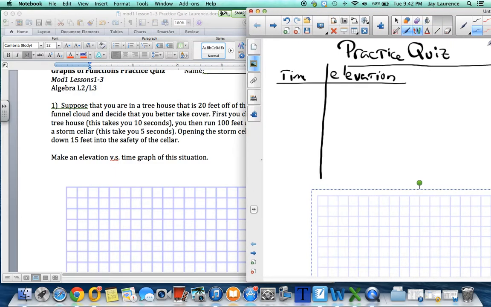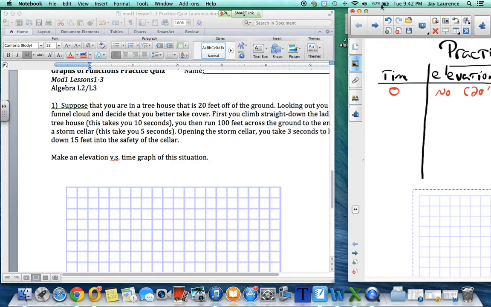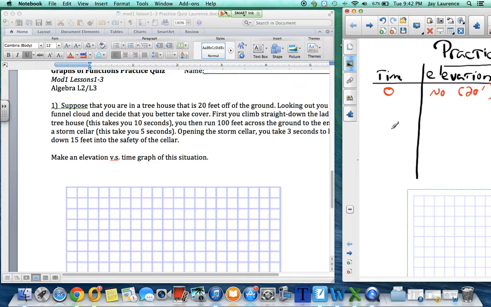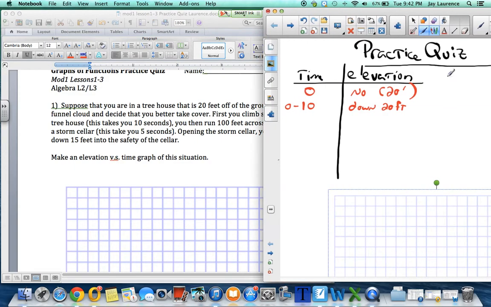At time zero, there's no change in my elevation, and I'm 20 feet off the ground, right? Now it takes me 10 seconds to go straight down the ladder of the treehouse. So from time 0 to 10, I go straight down 20 feet. And so now I'm on the ground, at ground level.